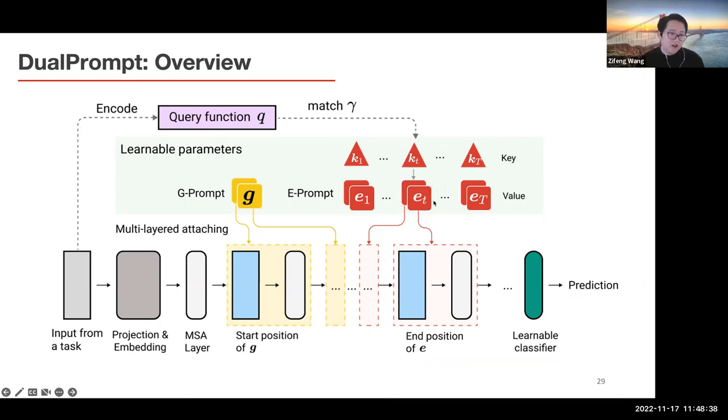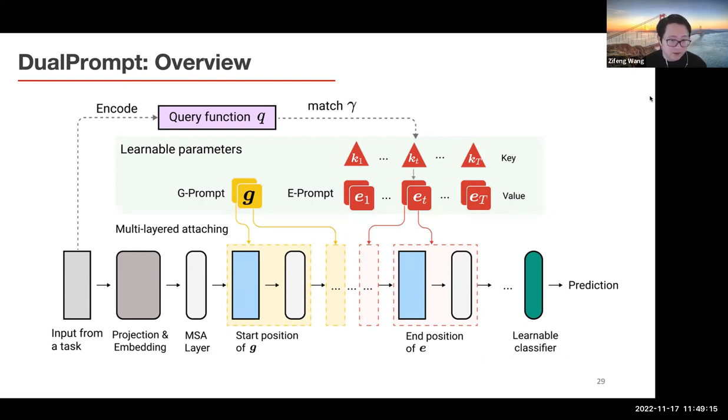Another thing depicted in the figure is that we can have multiple prompts, right? Multiple prompts correspond to multi-layered attaching. We can have prompts inserted at a certain range of layers. For example, in our paper, we have the G-prompt inserted from the very first layer to the third layer. We have done an extensive hyperparameter search of where to put the prompts.